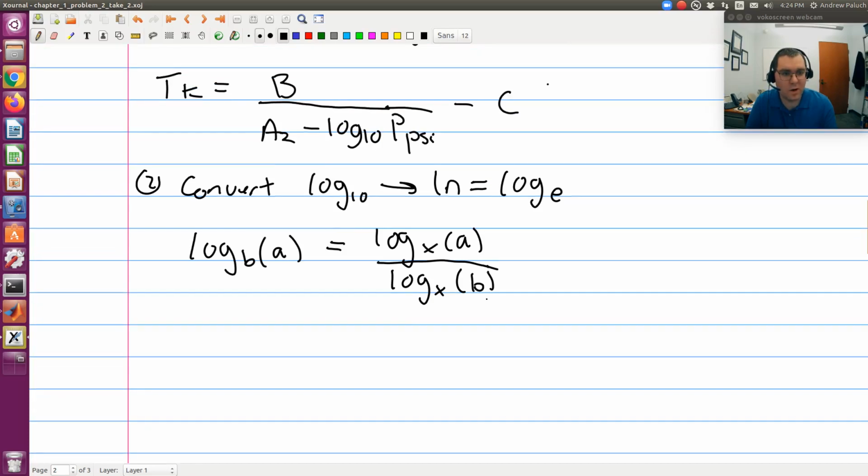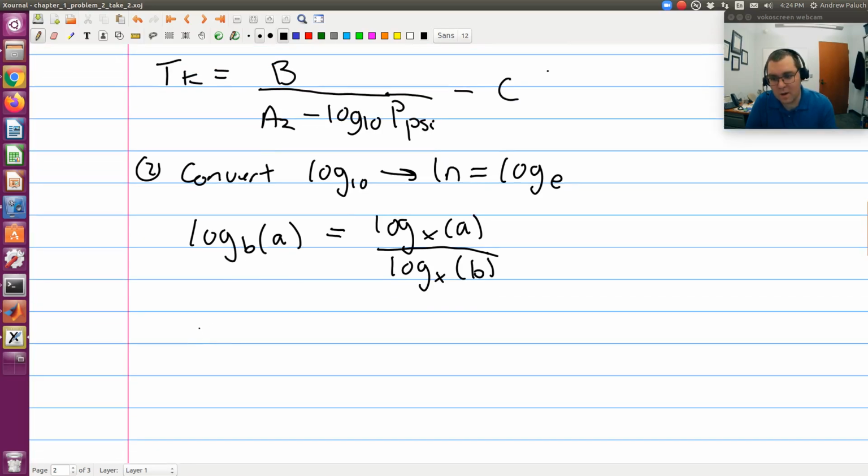So how we'll use that here, since we're interested in log base e, or natural log of P, I'm going to write log base e of P in PSI is equal to, so B is e, A is P in PSI, and for my base X, I'm going to use log base 10, which is what we're starting with.